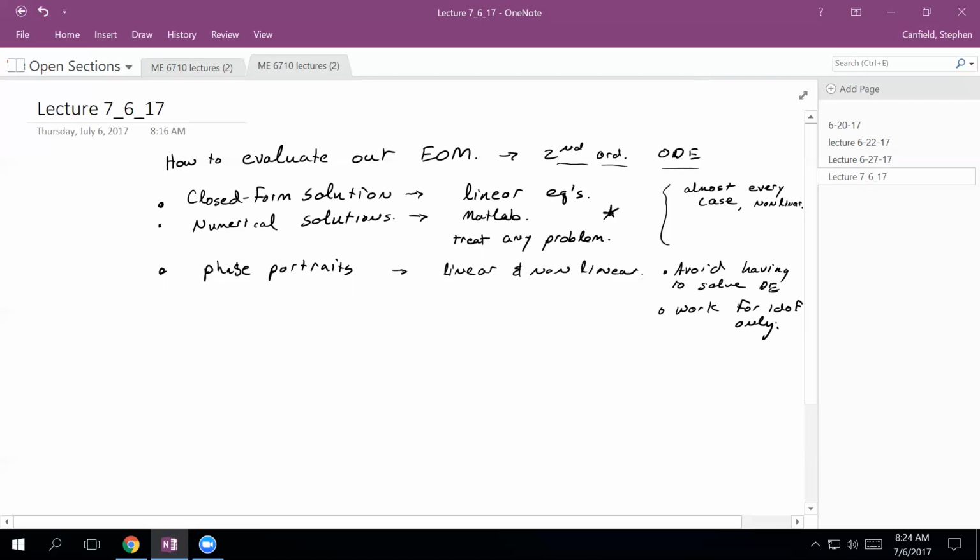But it's a useful tool. So here are 3 methods. I'm sure there's more. We will spend time later on this guy, but today I want to review closed form solutions just for when they exist, and then I want to review phase portraits.